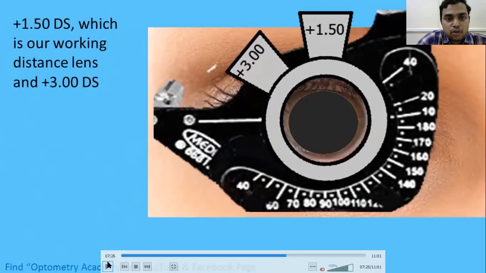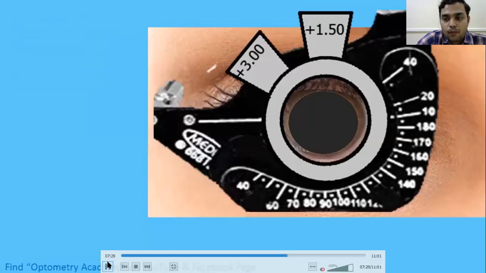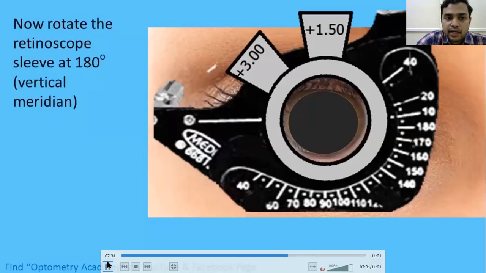So plus 1.5 diopters, which is our working distance lens, and plus 3 diopters, with the help of these we neutralize the horizontal meridian. Now rotate the retinoscope sleeve by 180 degrees. This is the advantage of the streak retinoscope: we can rotate the light source to whatever degree we want. So we rotate the light source of the streak retinoscope to 180 degrees, and we have to check the vertical meridian.